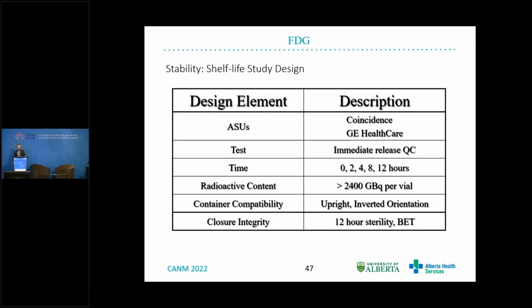Before we can start using it as a clinical product, though, we do need to check the stability of the FDG. So for each ASU, we basically do a production, regular quality control, and then we do a stability study at the end of whatever shelf life we want to put on our product. So for FDG, it's usually 12 hours.